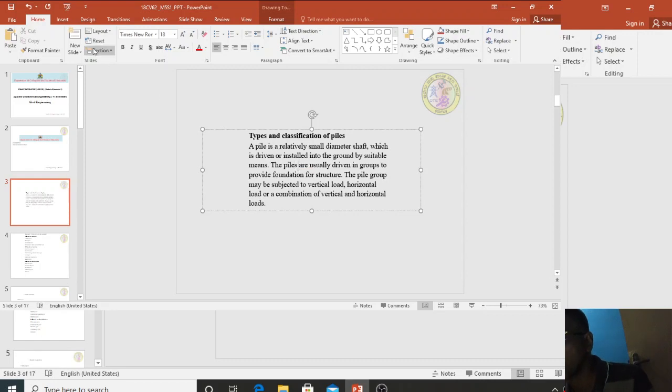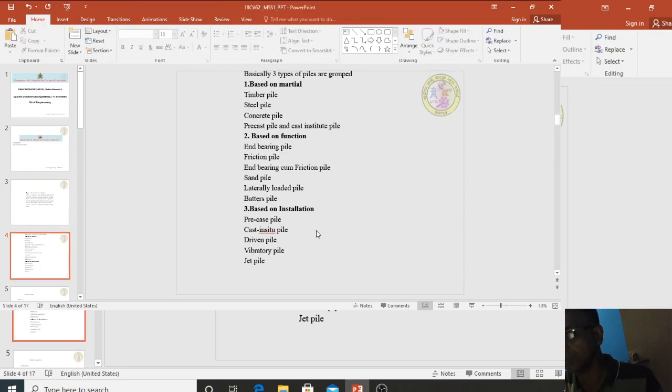Piles are usually driven in groups to provide foundation for structures. A pile group may be subjected to vertical load, horizontal load, or a combination of vertical and horizontal loads. So depending on the type of load, the design of the pile has to be modified.